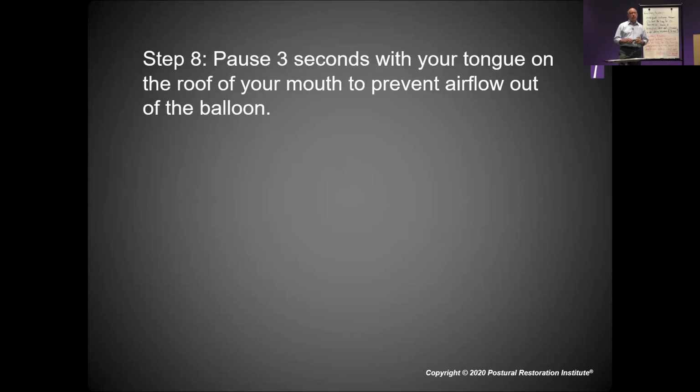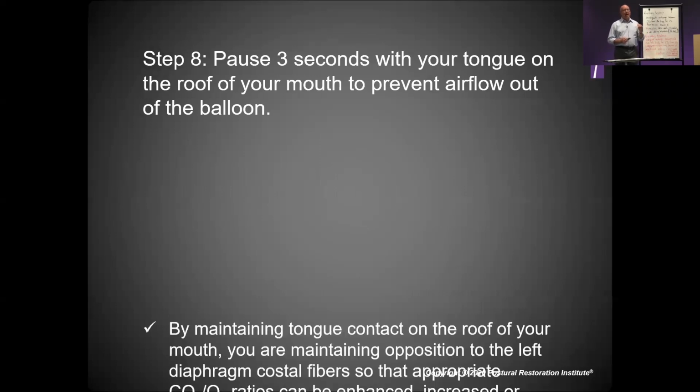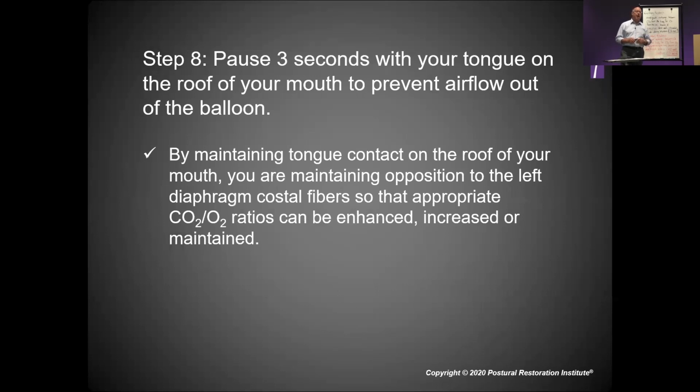Pause 3 seconds with your tongue on the roof of your mouth to prevent airflow out of the balloon. By maintaining your tongue contact on the roof of your mouth, you are maintaining opposition to the left diaphragm because of that balloon. That balloon makes sure those costal fibers are right in the position they're supposed to be to appropriately balance CO2 with O2 ratios. That increases your ability to maintain it by keeping that balloon in your mouth without losing the effectiveness of that new ratio of gas.